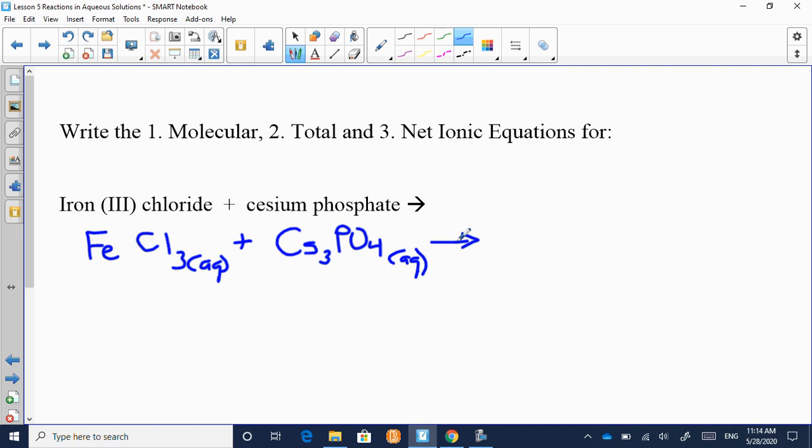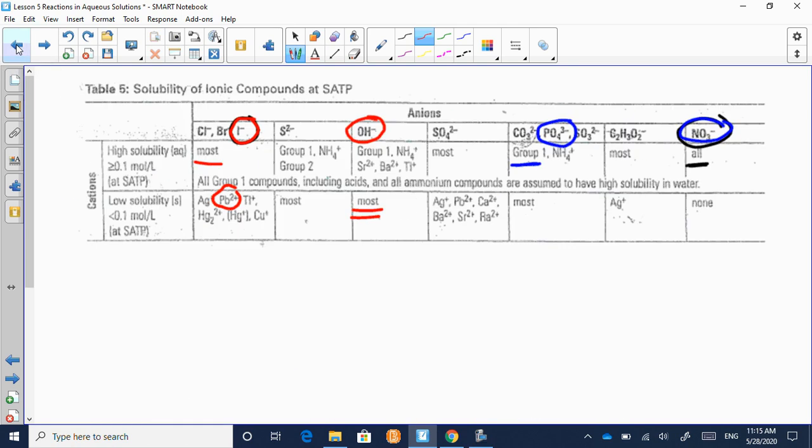All right, well now what I've got to do is a little comparison. I've got to check cesium and chlorine, and I've got to check phosphate and iron. All right, go back to my solubility guidelines and let's check it. So phosphate, okay, only group 1 and NH4, so iron isn't in there, so definitely iron forms a solid. Let's check the other one.